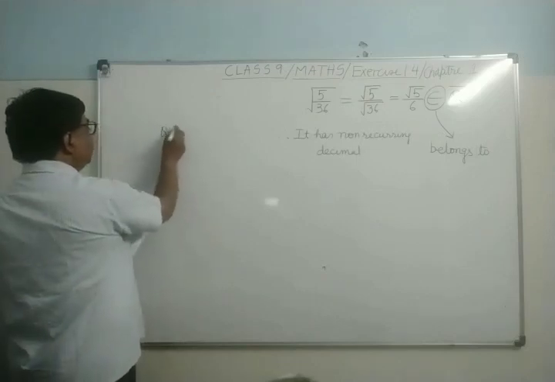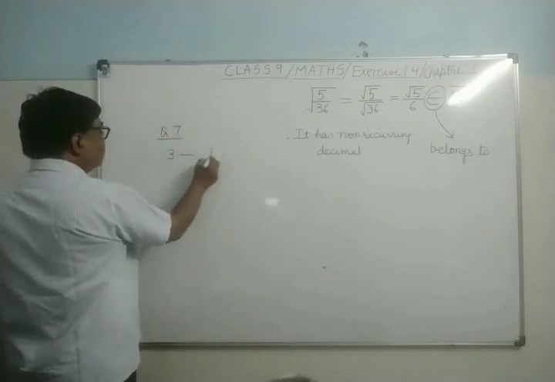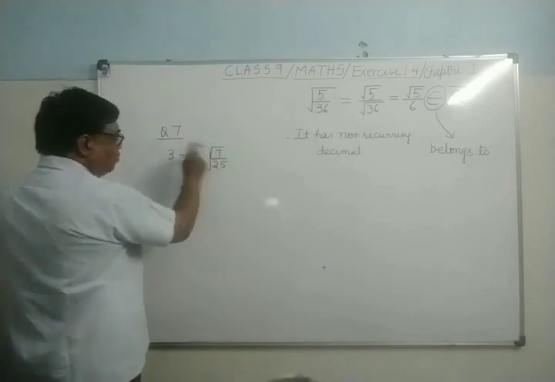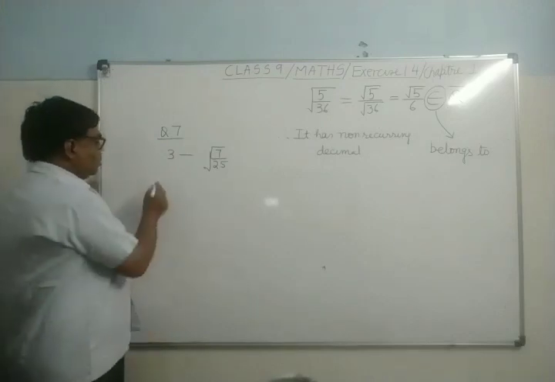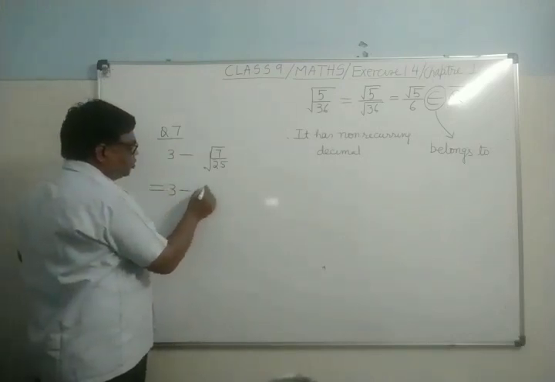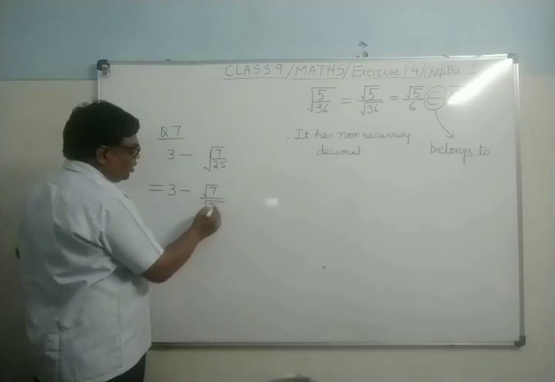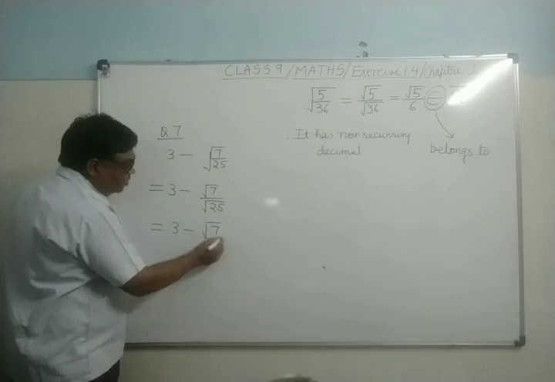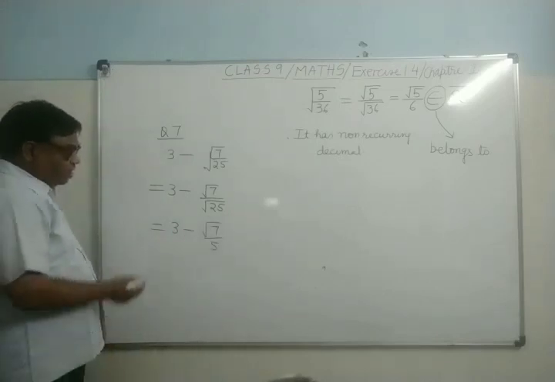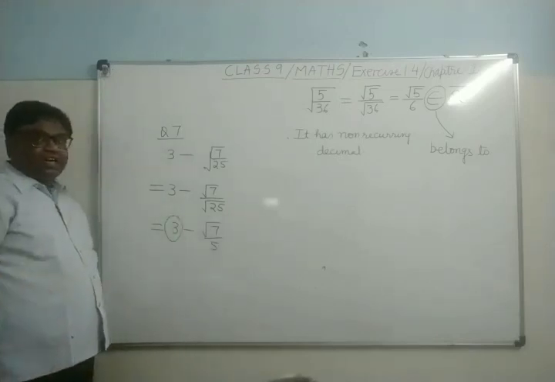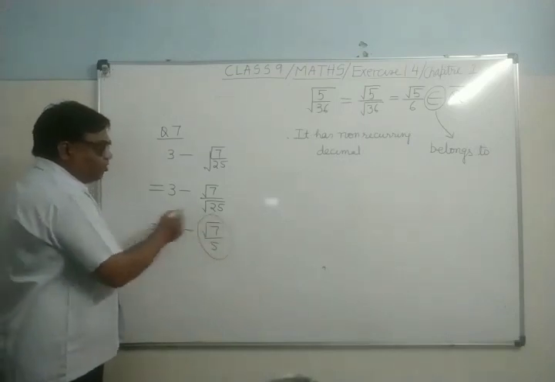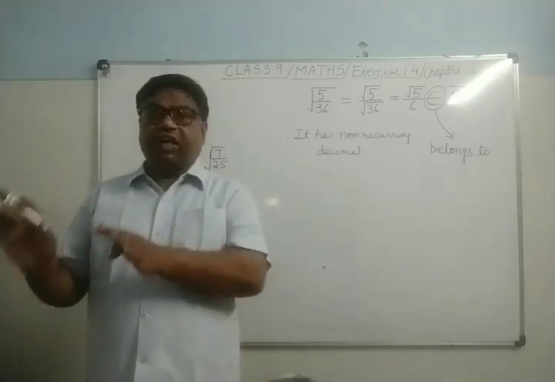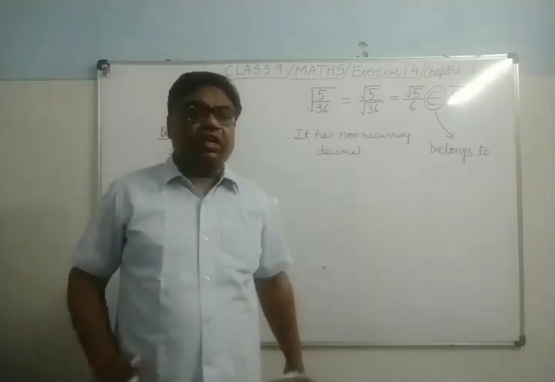Question number 7. 3 minus root 7 upon 25. So first you simplify this. 3 minus root 7 upon root 25. Root 25 can be written as 5. Now you can see here, this 3 is rational, root 7 upon 5 is irrational, and this is the rule, sum of rational and irrational will be always irrational.